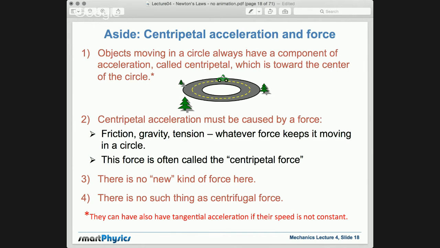If an object which is going around in a circle is also changing its speed, it's either speeding up or slowing down, then it could also have a tangential component of acceleration. If it's speeding up, that tangential component would be directed forward. If it's slowing down, it would be directed backwards. And so the total acceleration may not be purely centripetal. It's a vector, so it could have a centripetal component and a tangential component. So we just have to keep that in mind.